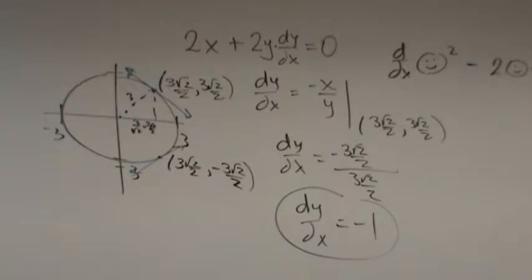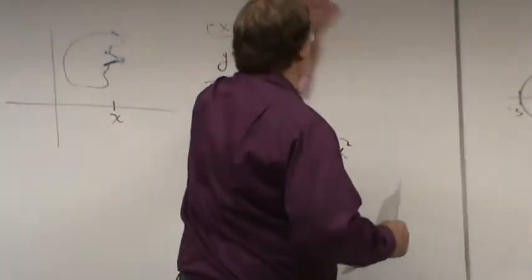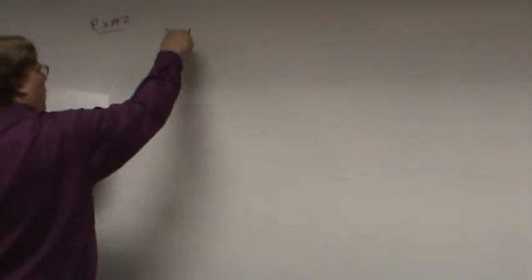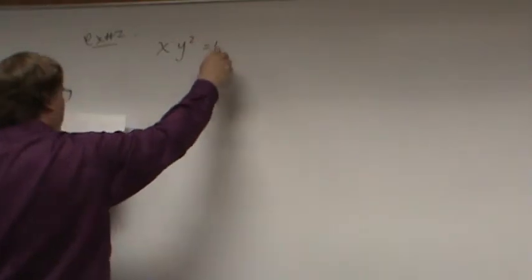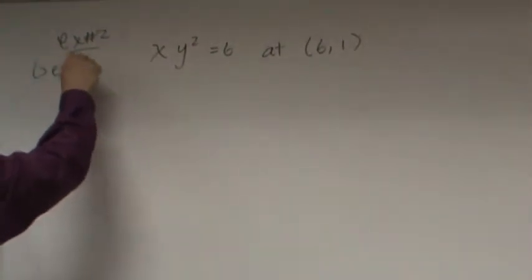All right, then, hey, let's do a harder example. I'm going to skip that, that's too easy, and I'm going to go to that. Example number 2: x y squared equals 6 at (6, 1). Get y prime.